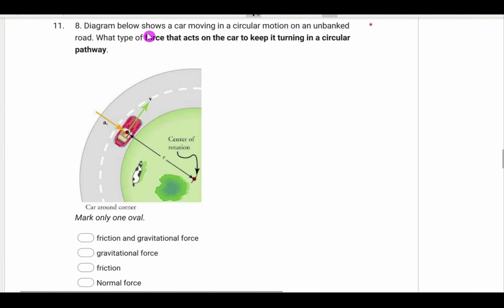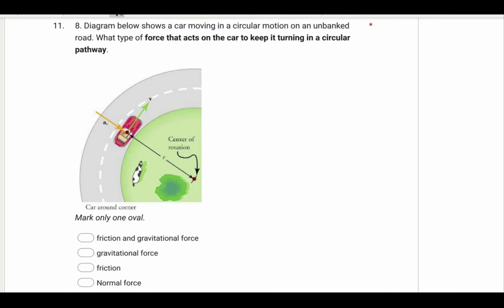Alright, diagram below shows a car moving in a circular motion on an unbanked road. What type of force that acts on the car to keep it turning in a circular pathway? Alright, so remember here we have direction of the centripetal acceleration towards the center of rotation. V must be tangential to the circle. And then what is the force yang ada pada kereta tersebut so that dia boleh pusing corner tu dengan jayanya.